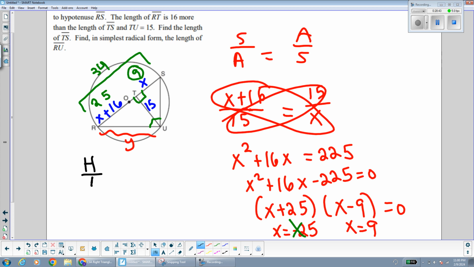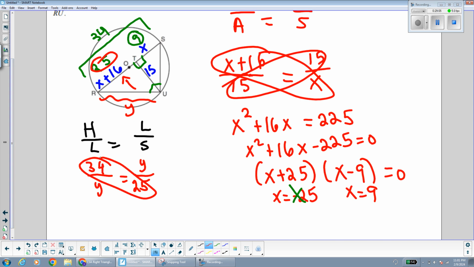So now I'm going to set up hills to find RU. The whole hypotenuse is 34. The leg that we're looking for is Y. And we're going to be using the part of the hypotenuse segment that's directly below that leg. That's 25. From here, we can cross multiply. We have 34 times 25, and that's 850, is equal to y squared. We do need to put this, according to the question, in simplest radical form. And in simplest radical form, that would be 5 radical 34.